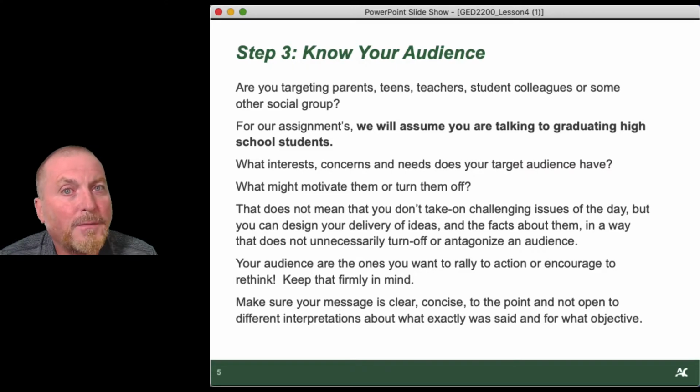But you can't convince people if you're not talking their language, if you're not sensitive to their concerns, their issues, their worries, and so on. Make sure your message is clear, concise, to the point, and not open to different interpretations about what exactly was said and for what objective. And that's where facts are also very important.